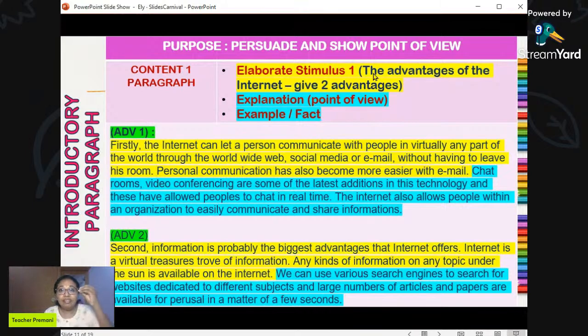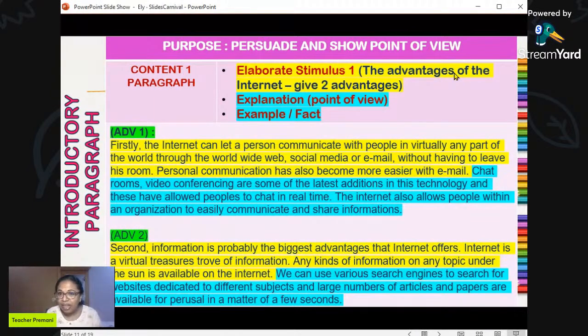Here the first stimulus is the advantages. Since they put advantages, it's plural, right? So how many advantages can you give? Some students are very ambitious: teacher, 4, teacher, 5, I know a lot, teacher. Of course, everyone knows a lot. But when we write an essay, when you mention one advantage, you must give explanation and elaboration, everything. If you don't give that, your essay is not showing coherence, the relation is not there.